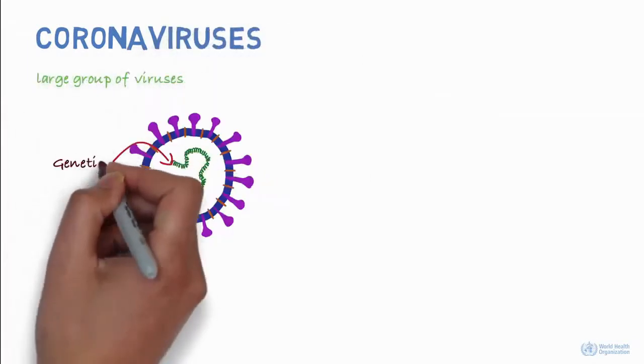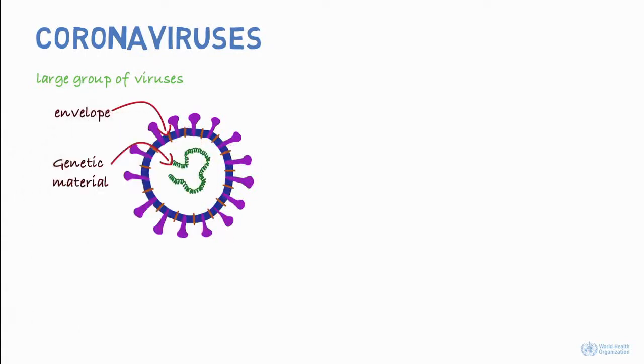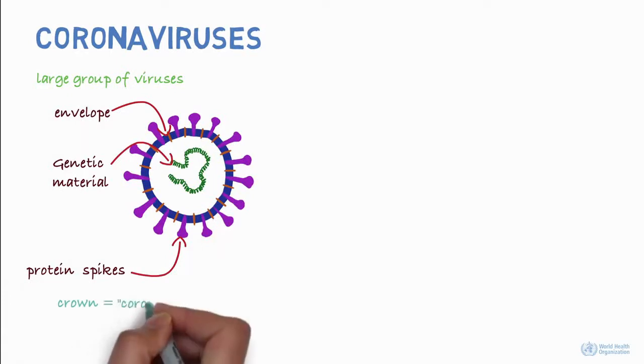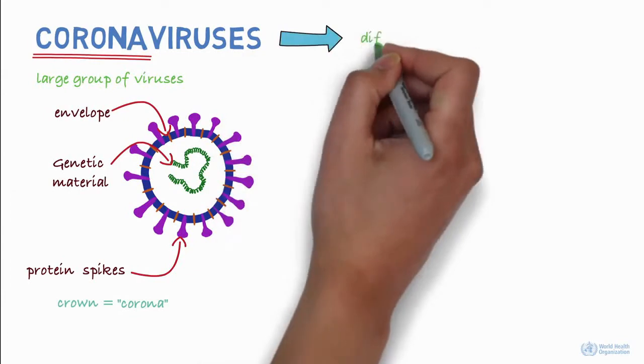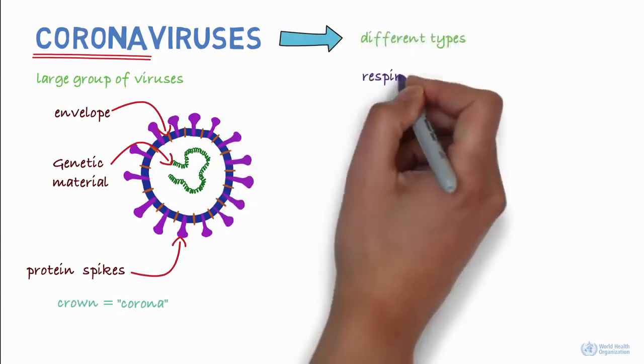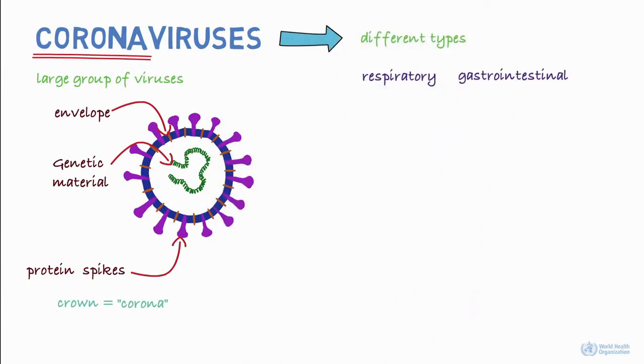They consist of a core of genetic material surrounded by an envelope with protein spikes. This gives it the appearance of a crown. Crown in Latin is called corona, and that's how these viruses get their name. There are different types of coronaviruses that cause respiratory and sometimes gastrointestinal symptoms.